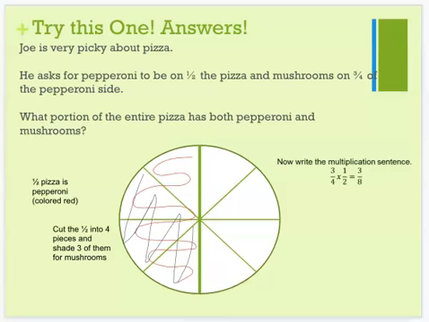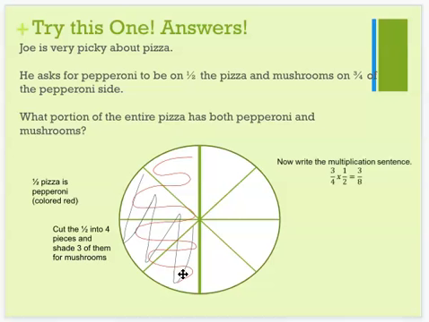Here's my picture. So I used a circle since a pizza is a circle, and I cut the pizza in half and I shaded it red. So half the pizza is red. But then I needed to cut that 1/2 into 4 pieces and shade 3 of them for the mushrooms. And so then, since I had half cut into 4 pieces, I could think of the entire pizza cut into 8 pieces. And I have 3 of them that have pepperoni and mushrooms. So it would be 3 out of 8.